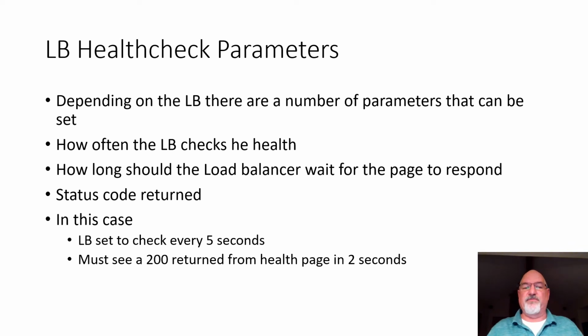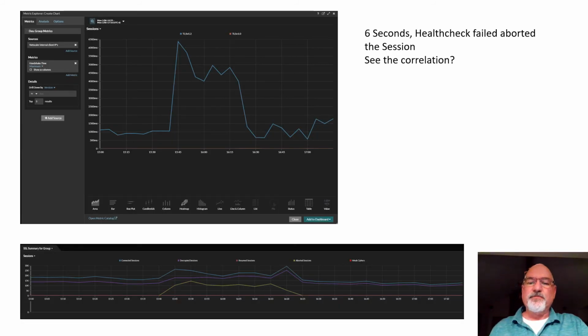And in this case, the load balancer was set to check every 5 seconds, and must see a 200 return from the health page in 2 seconds. So that means it has to get all the way through the TCP three-way handshake, get through the TLS handshake, and get the request to the page, and the page has to return a 200 OK in order for this to be successful. So in this case, at 6 seconds, that health check was failing and sending a reset after 2 seconds. See the correlation?